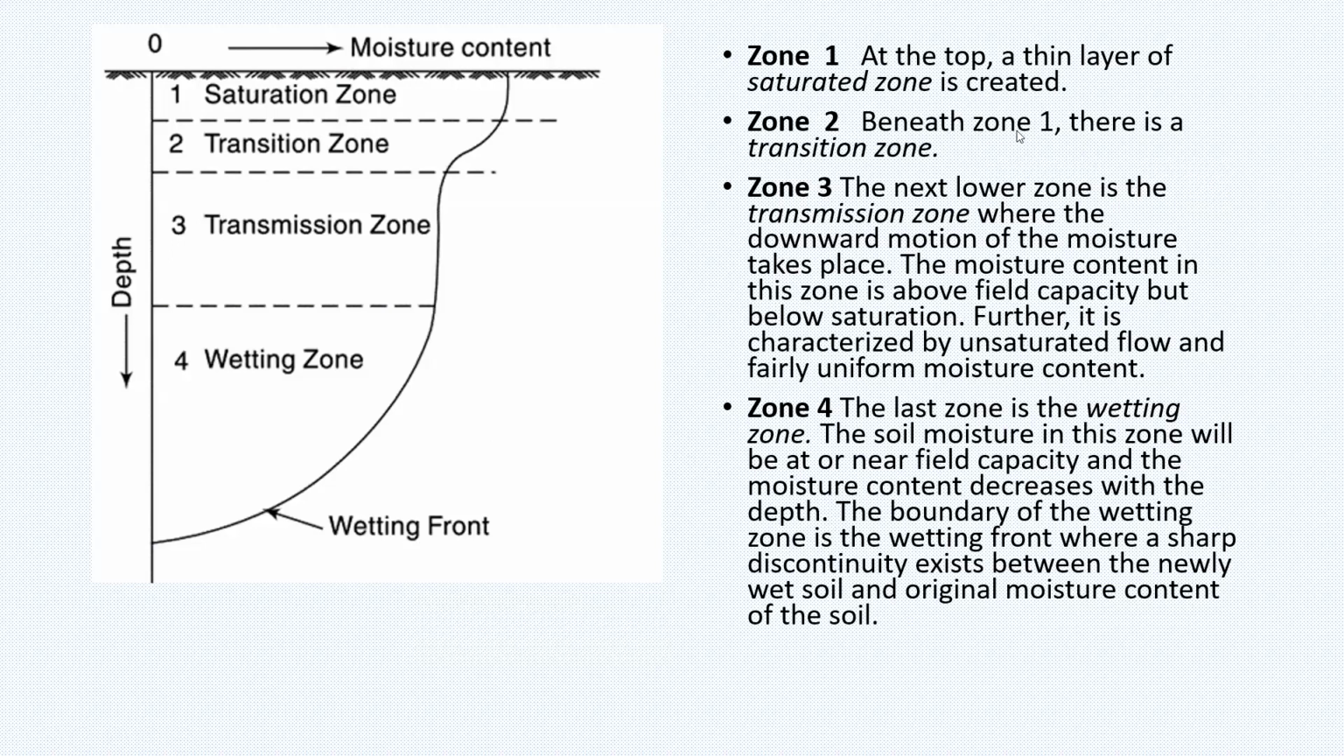Then zone 2, which is beneath the saturation zone, is called the transition zone, and zone 3 is called the transmission zone. Now if you read it out, the next lower zone is the transmission zone, where the downward motion of the soil moisture takes place. The moisture content in this zone is above field capacity but below saturation. Further, it is characterized by unsaturated flow and fairly uniform moisture content. Now what is taking place here is the unsaturated flow.